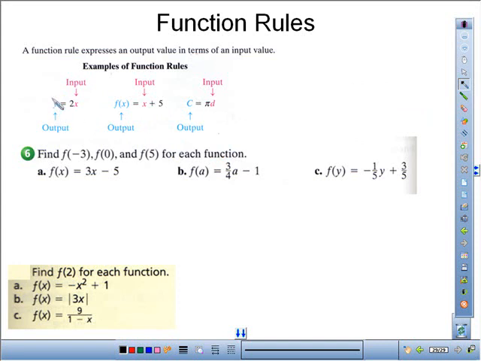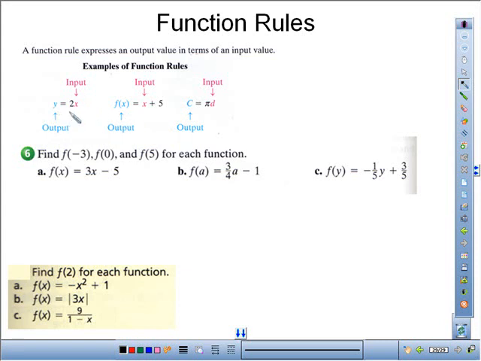Now y is considered the output value because depending on what x is, x determines what y will be. For example, if x is 1, y is going to equal 2. If x is 2, y is going to equal 4. That's why x is the input value. Whatever you put in for x will determine what the output value, what y, will be.